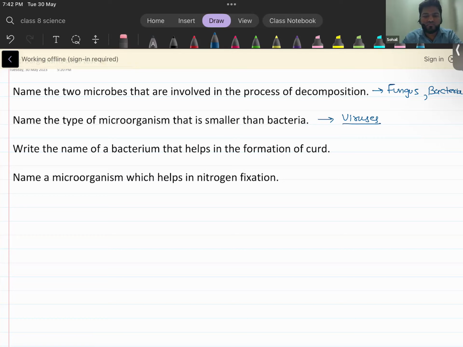Write the name of the bacterium that helps in the formation of curd. The bacteria. I don't know which bacteria it is.